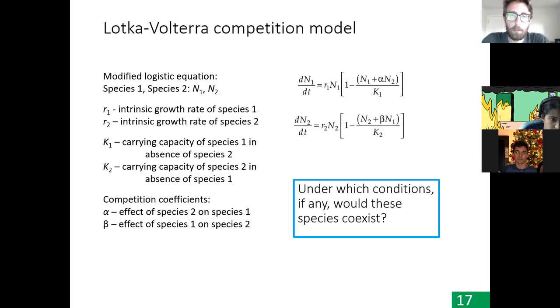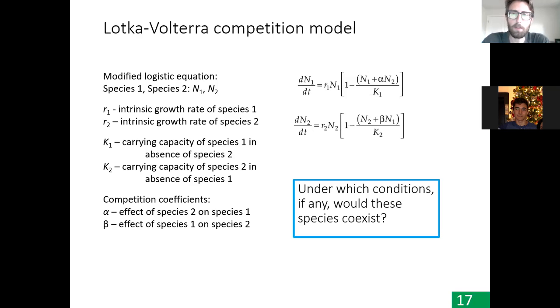All right, and so what we're going to do with these models is ask the question, under which conditions, if any, would these species coexist? I mentioned that it's kind of a conundrum why we see so many species coexisting with each other when a lot of these pairwise experiments with competition predict competitive exclusion happening, limiting diversity.